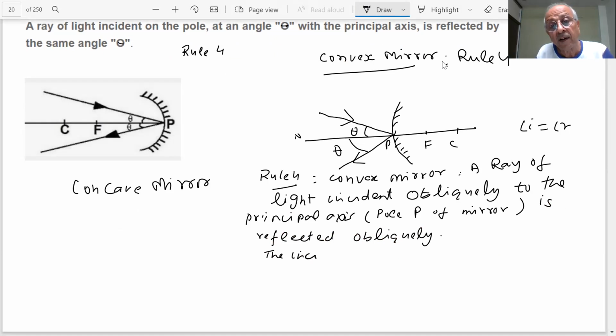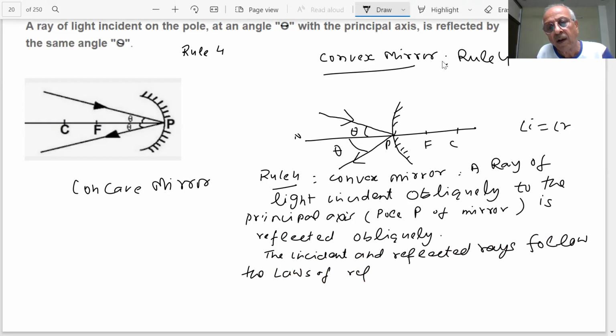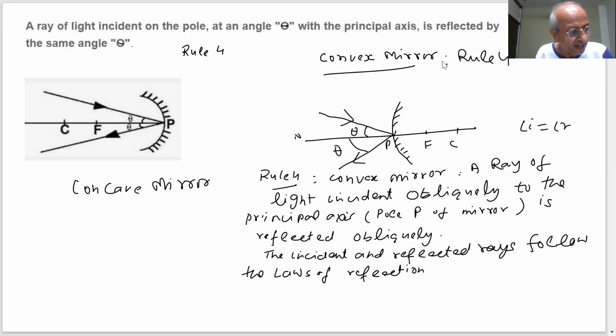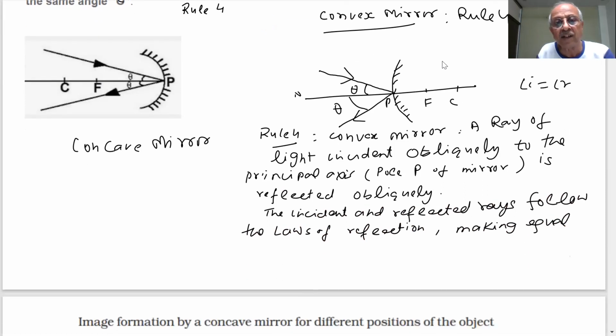Incident and reflected rays follow which law? They follow the laws of reflection. As I said, angle i is equal to angle r, so they make equal angles with the principal axis. Is it clear?